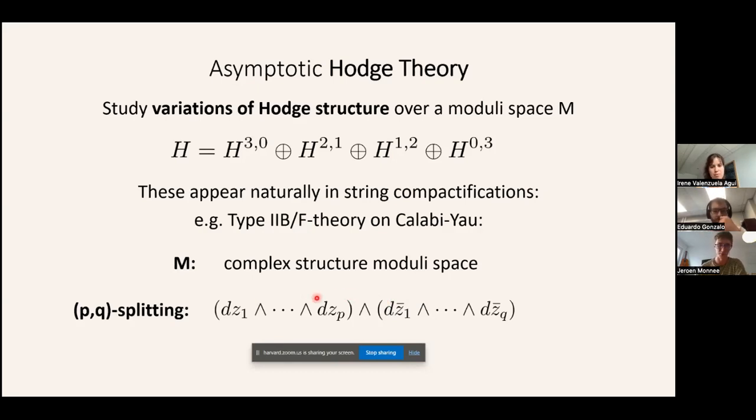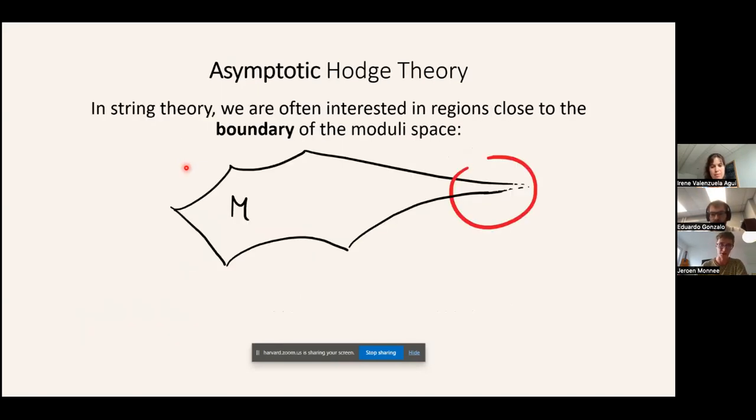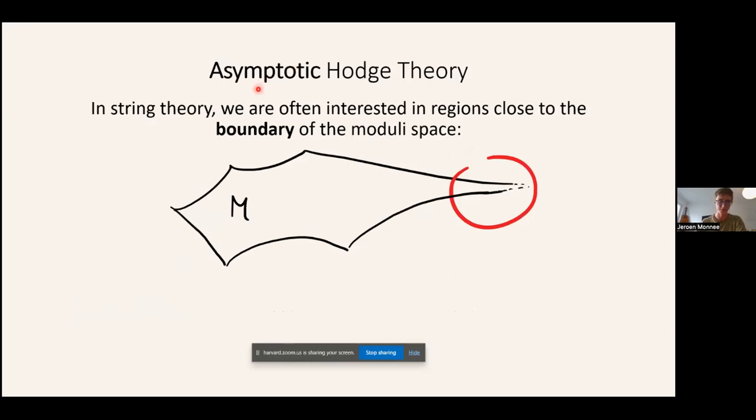right? So for example, this splitting contains information about the period vector. So it tells you about scalar potentials, about the field space metric, about masses of BPS states, and so on. So it's useful to know something about this decomposition, but in general, this is very hard. And this is where the word asymptotic comes in.